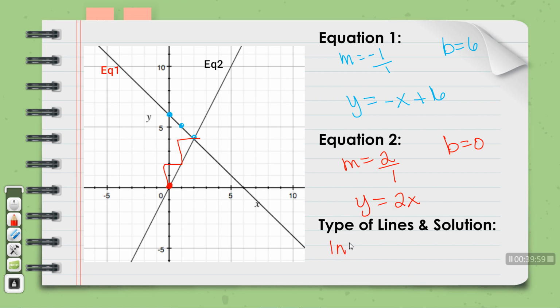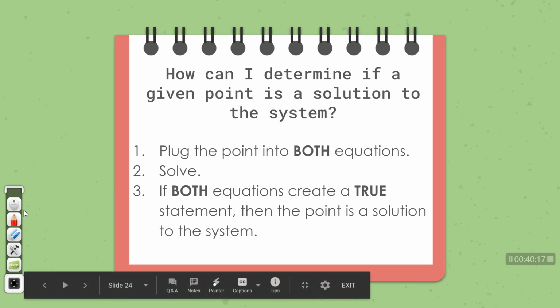Type of lines, intersecting. And the solution is right here. That is at 2, 4. It intersects at 2, 4. Great job. Last part is to tell, is this a solution for both of them?